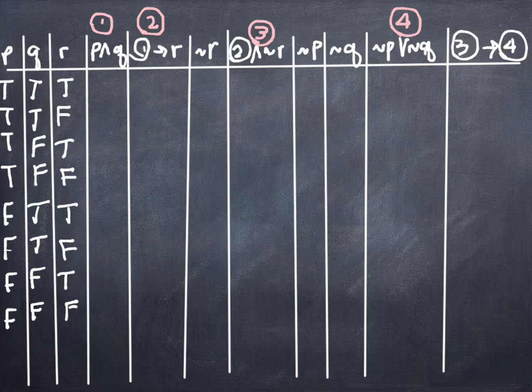Lovely. P and Q. The first 2 columns join with the word and. What has to be true for them to be true? They both have to be true, which is lines 1 and 2, right? So the first 2 are true, and then the last 6 are all false.